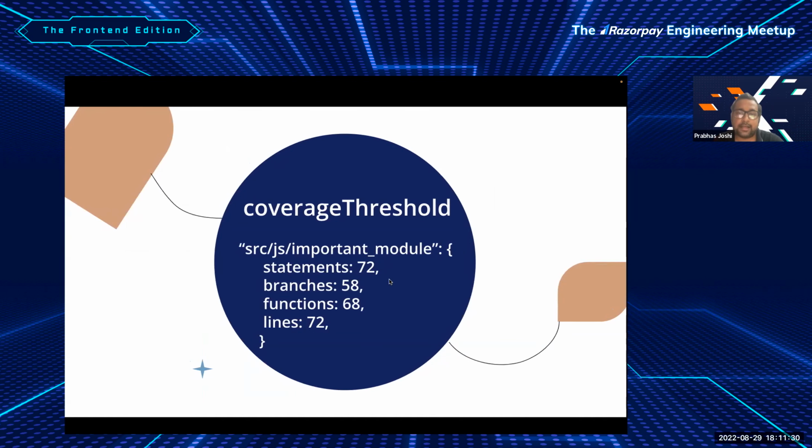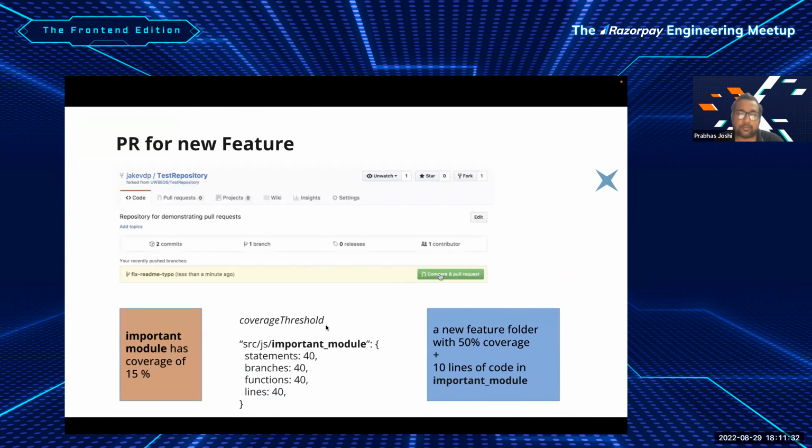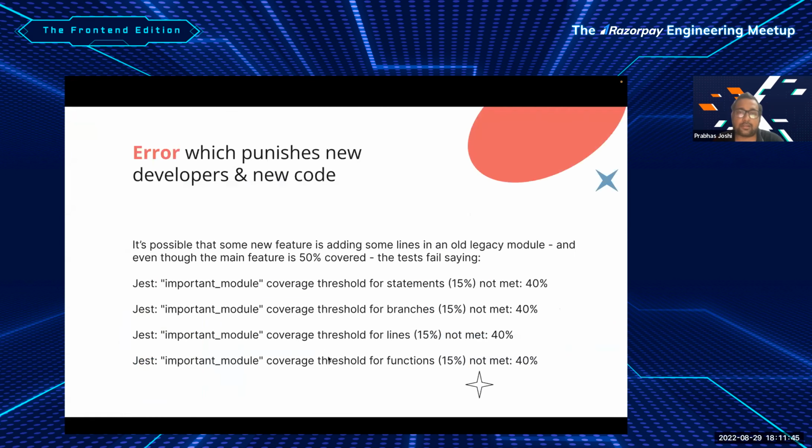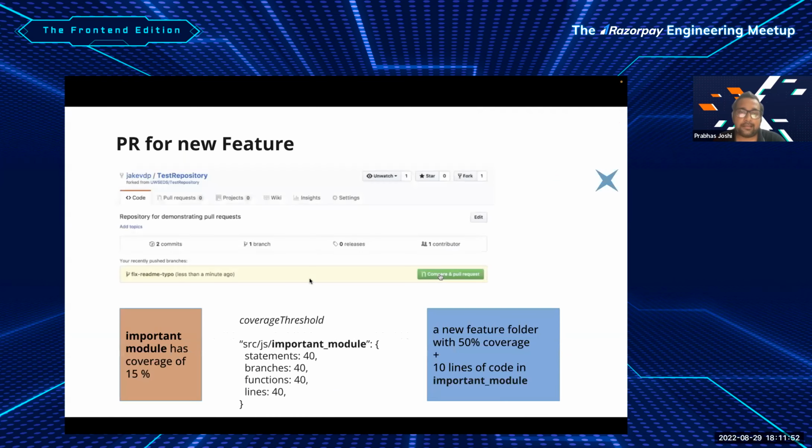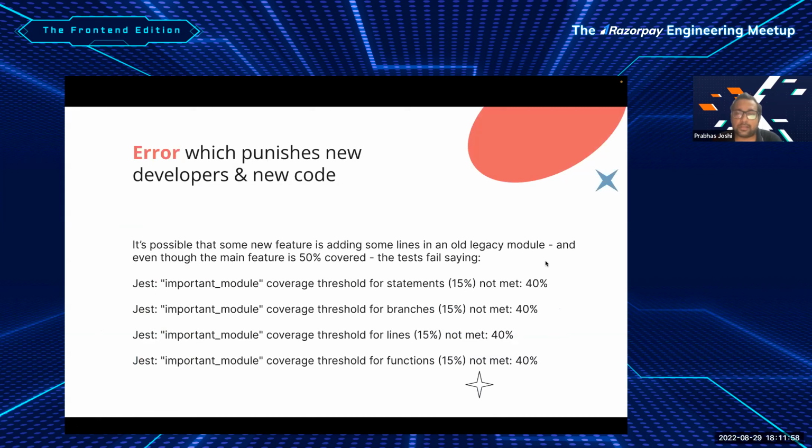And as you can see, it says that, okay, everything should be 40%. So what happens here is that it will throw an error because of course it's at 15% right now. And I added 10 lines to it, and it discovered that it's at 15%. So it's not meeting 40, so it's throwing an error, right? So this error is punishing new developers and new code, right? Any new code that you add to a legacy module, which is at a bad coverage, which should be covered, it will result in an error.